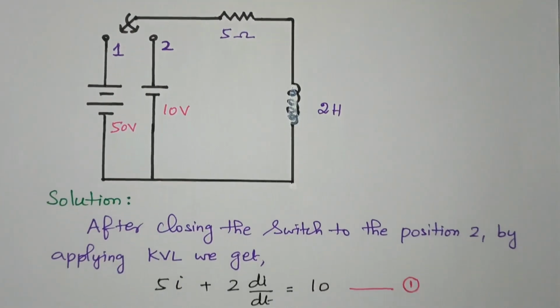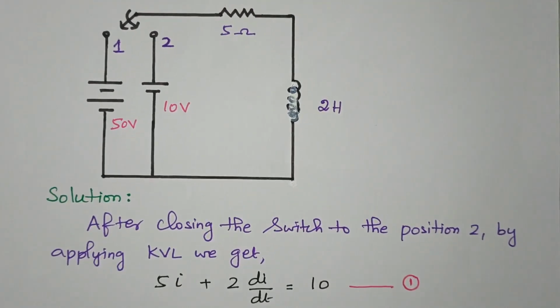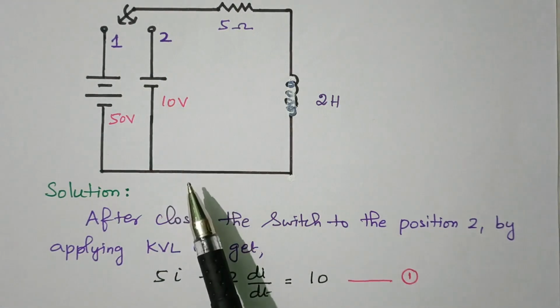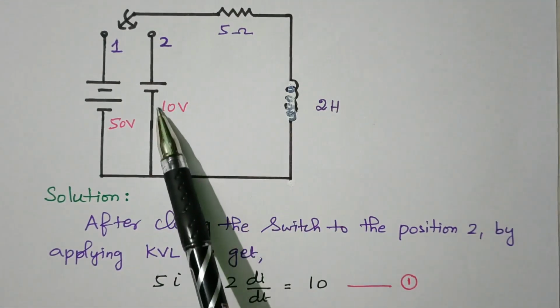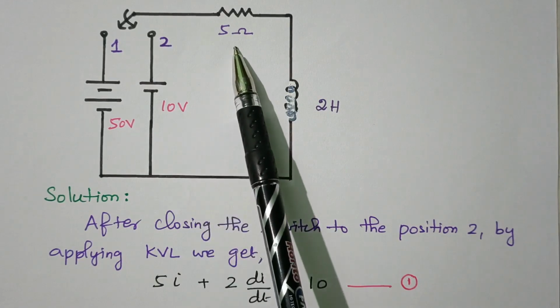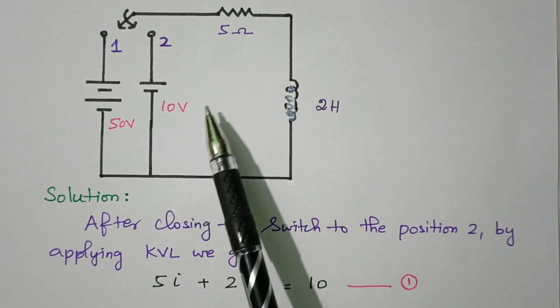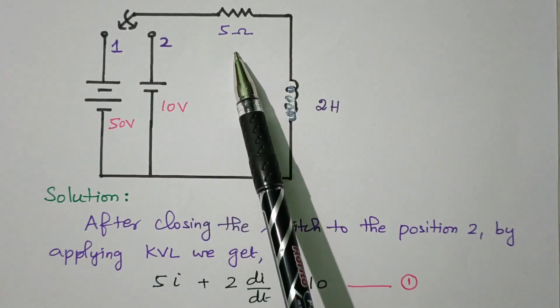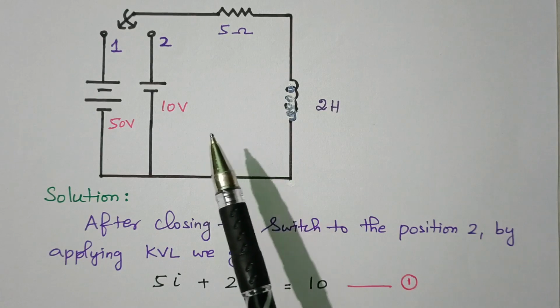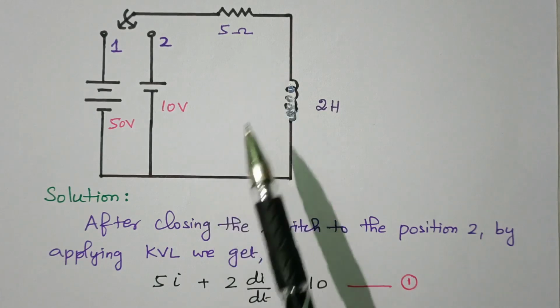Now after closing the switch to position 2, we can apply Kirchhoff's voltage law, KVL, to get the equation. So after closing position 2, what happened? This is a voltage source, 10 volts. The circuit elements are resistor and inductor. So the voltage source is equal to the voltage drop across resistor and inductor. That is Kirchhoff's voltage law. Voltage rise equal to voltage drop.